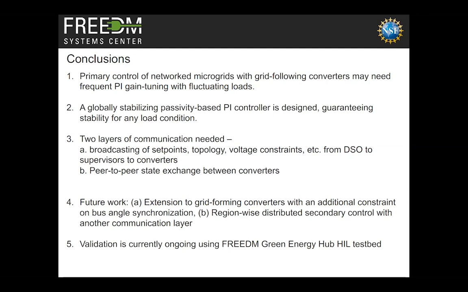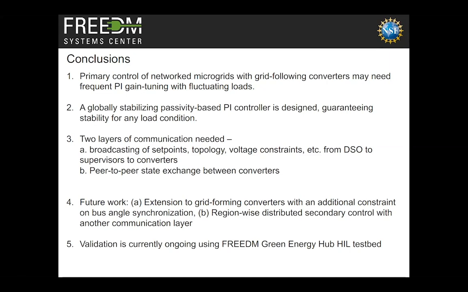Two layers of communication are needed. One is the broadcast from the supervisor or the distribution system operator for communicating the set points for the currents and the voltages of the converters, following from power flow, back to the individual converters. The second layer of communication is a little more involved, which is peer-to-peer communication between the converters if you want good transient performance. If you want to reduce that communication, then you have to remain satisfied with some bad transient performance, as was shown in that saturation plot which I showed.